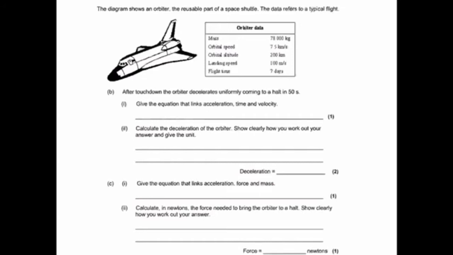After touchdown, the orbiter decelerates uniformly, coming to a halt in 50 seconds. There we go. You can do it in words or you can do it in symbols. They're both fine. Calculate the deceleration of the orbiter, show clearly how you work out your answer, and give the unit. All right, let's have a look at what we can do.